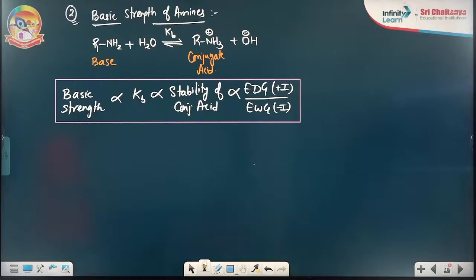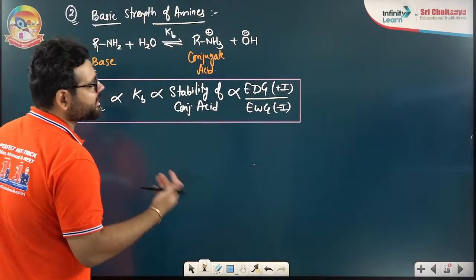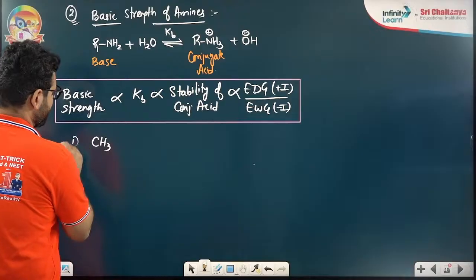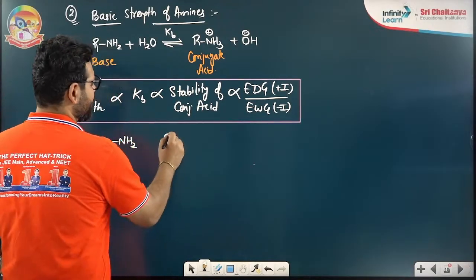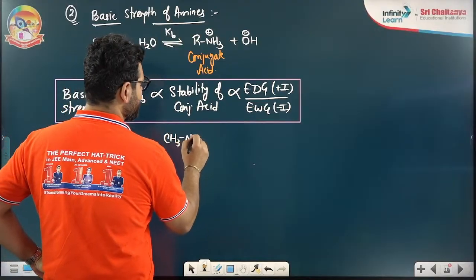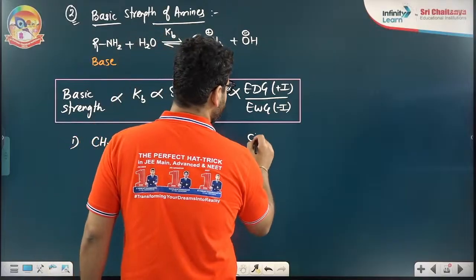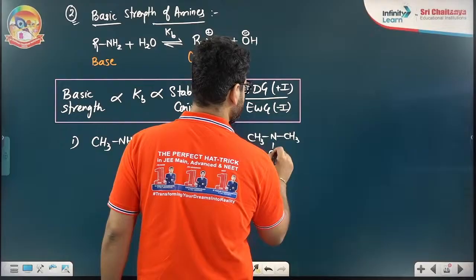So let us see a few examples of this as well. The most common example which comes is between a primary, secondary and tertiary amine. So when I take a primary amine, first example, CH3NH2. If I take a secondary amine, CH3NHCH3. If I take a tertiary amine, CH3NCH3CH3.